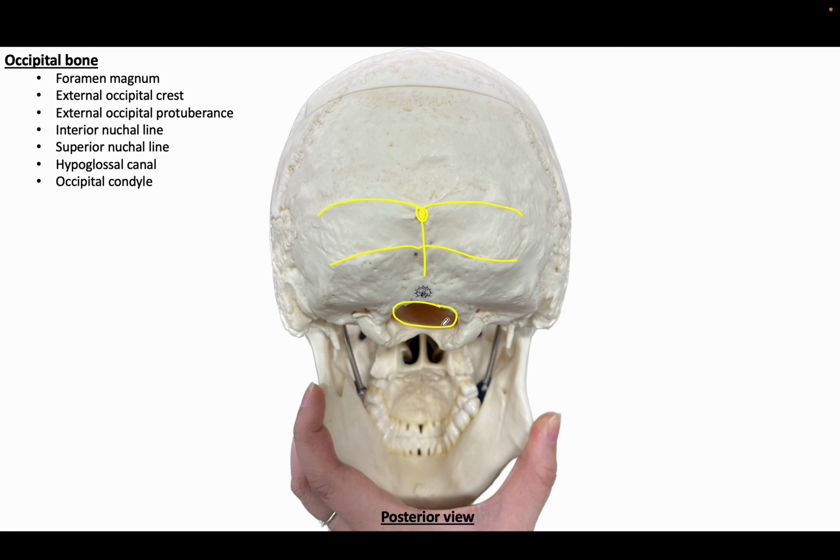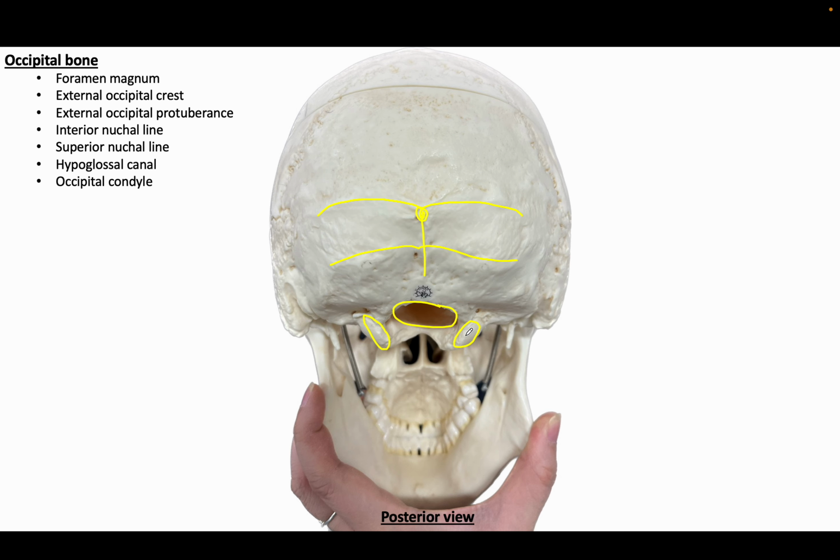And next to the foramen magnum, you can see this right here. This is called the occipital condyle. So there's two. There's one on the left and one on the right. And the occipital condyle is going to articulate with the first vertebra. And we'll talk more about the occipital condyle when I show you how it meets and articulates with C1, which is the cervical vertebra 1.